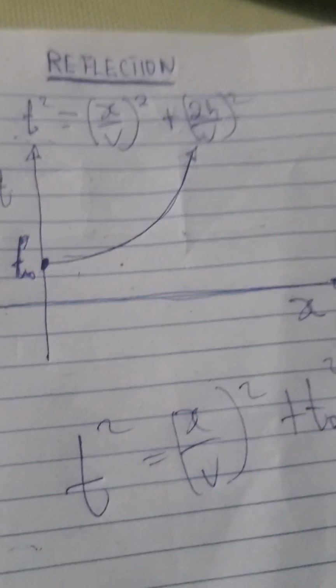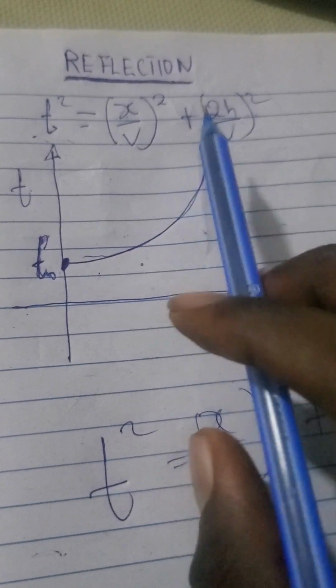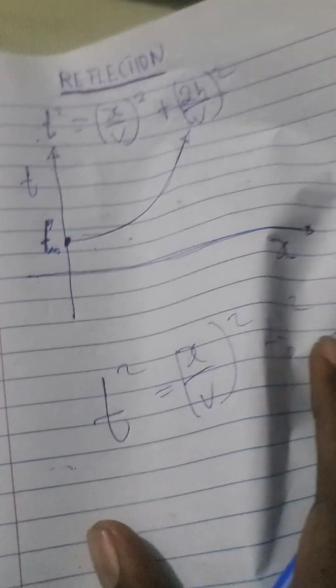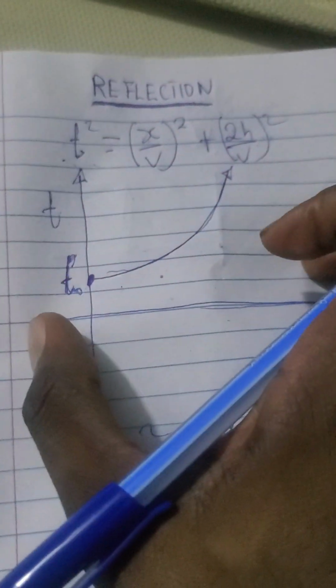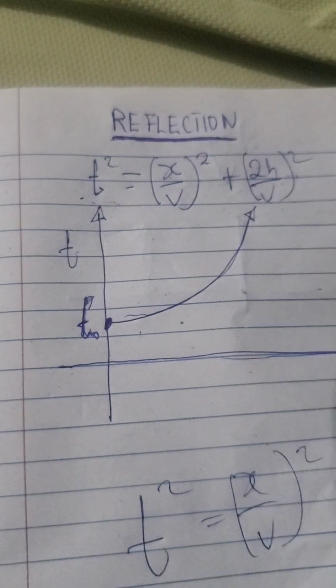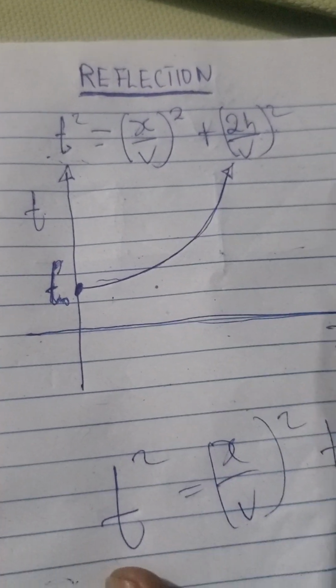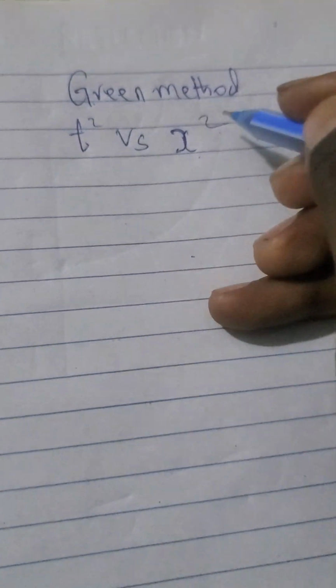But how can we get the velocity of the layer described by this equation? Well, there is a method known as the Green method. This is an important method. Instead of drawing the curved graph, it helps us to convert this curved graph into a linear straight line. What does Green method mean? It means plotting t squared against x squared.